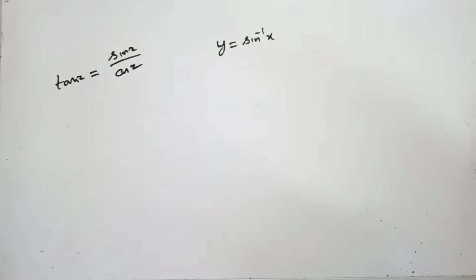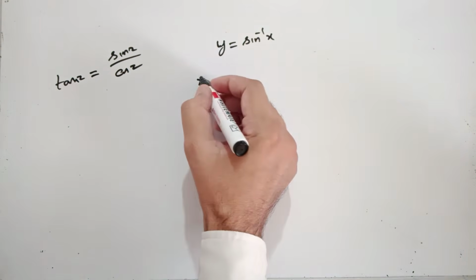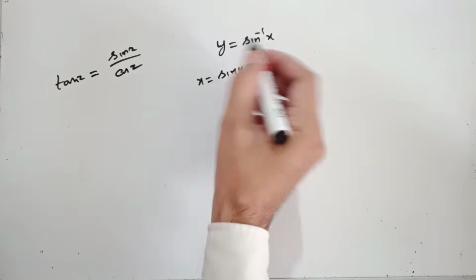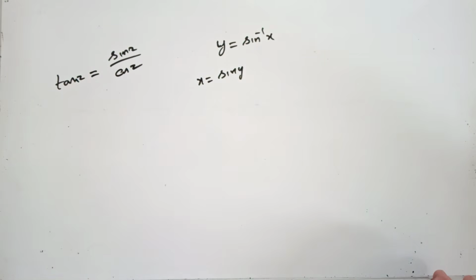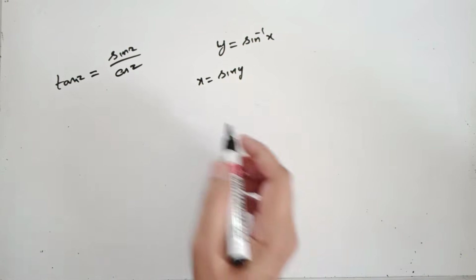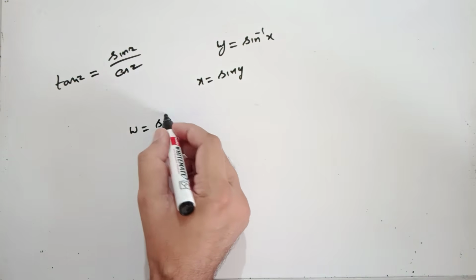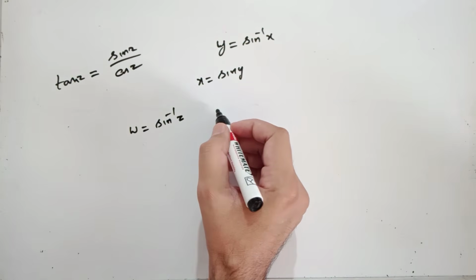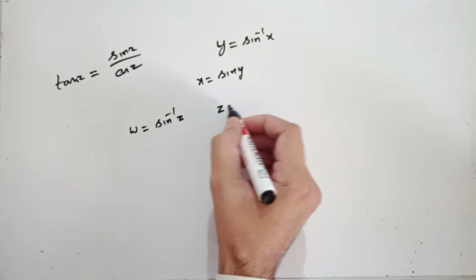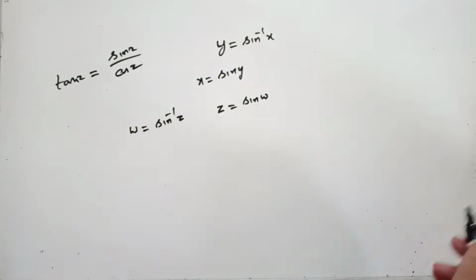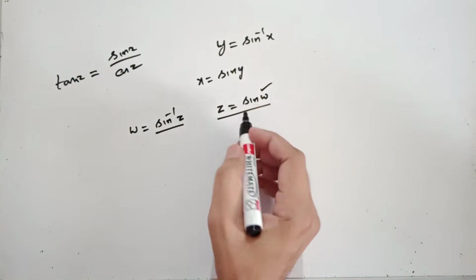Hope you recall how to define y equal to sine inverse x. If x equal to sine y, then y defines inverse sine of x. Recall this definition. Same way, w equal to sine inverse z if z equal to sine w. If z equal to sine w, then w defines inverse sine of z. The definition is similar to the reals. Remember that this is merely a notation. It doesn't tell you how to calculate. For calculation, you have to go to the definition.